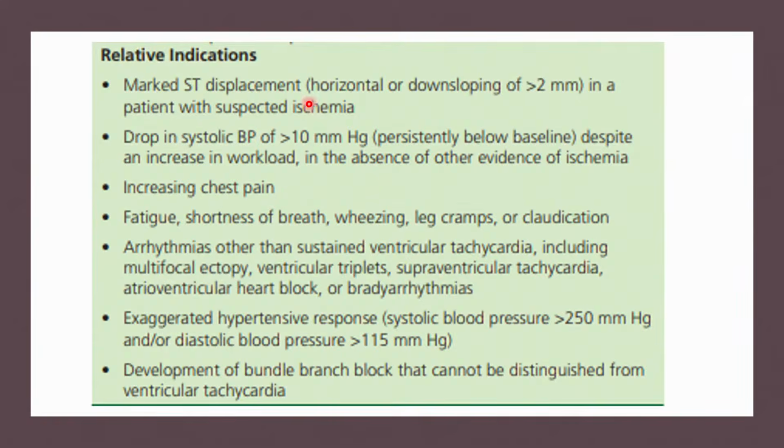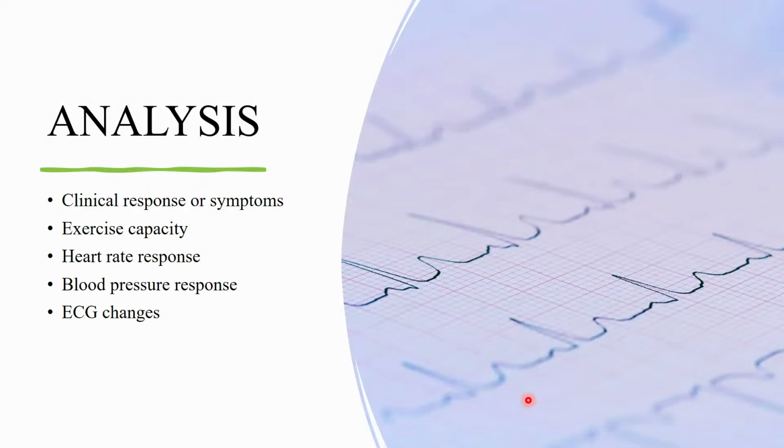If there is marked ST displacement such as more than 2 mm, fatigue, shortness of breath, increasing chest pain, or arrhythmias such as multifocal ectopy, ventricular triplets, or supraventricular tachycardia, those are not absolute indications. These are relative indications. Exaggerated hypertensive response: BP will rise during the testing anyway, but if it rises more than 250 mmHg systolic and more than 115 mmHg diastolic, then this is a relative indication to stop the treadmill testing. And if the patient develops any bundle branch block, such as left bundle branch block, that is important.